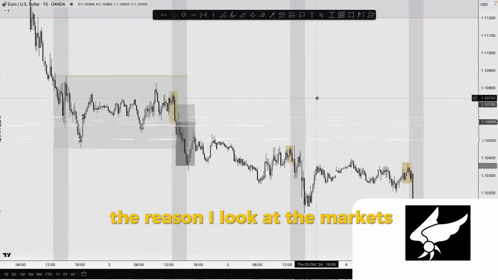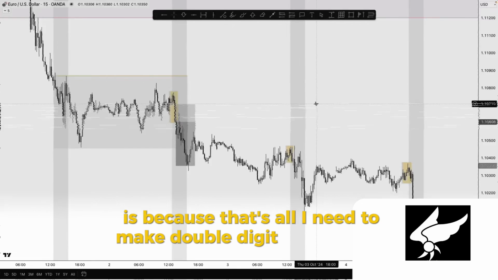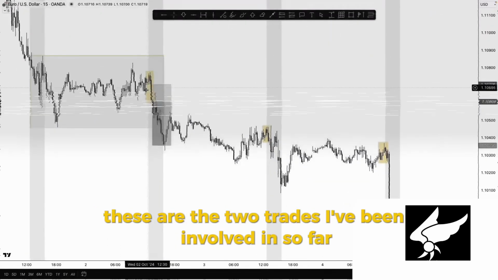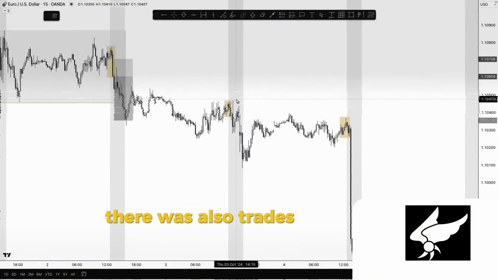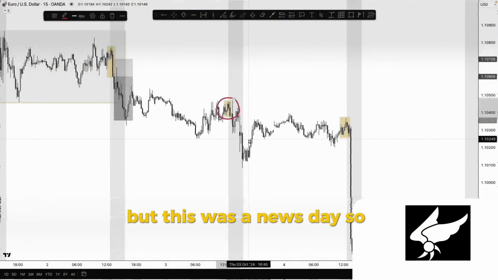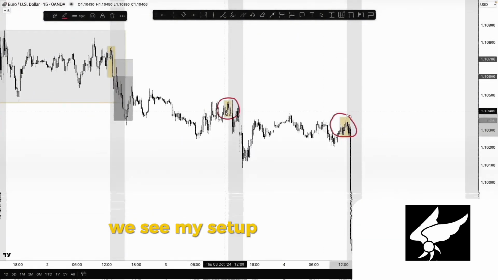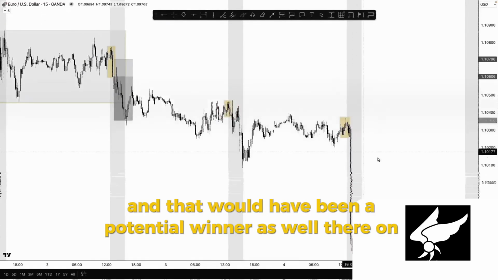The reason I look at the markets on a Tuesday, Wednesday, Thursday is because that's all I need to make double-digit percentages every single month. These are the 2 trades that I've been involved in so far. This is the first one, again, just playing the direction of the market. There were also trades inside here as well, but this was a news day, so I decided to not get involved. This is a Friday here, but again, we see my setup on Friday, and that would have been a potential winner as well.